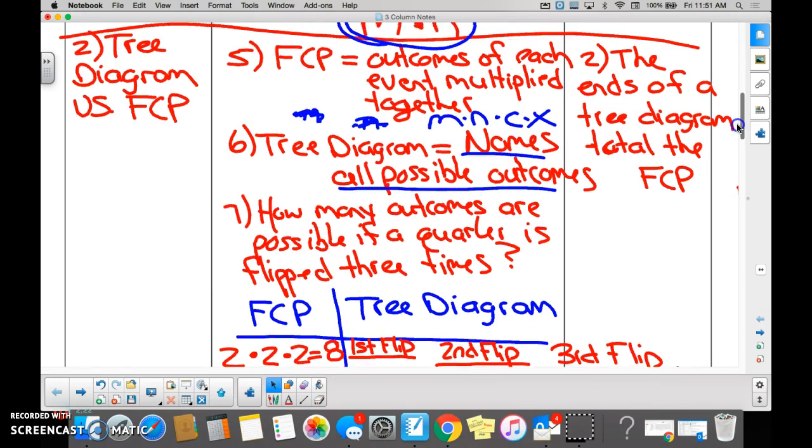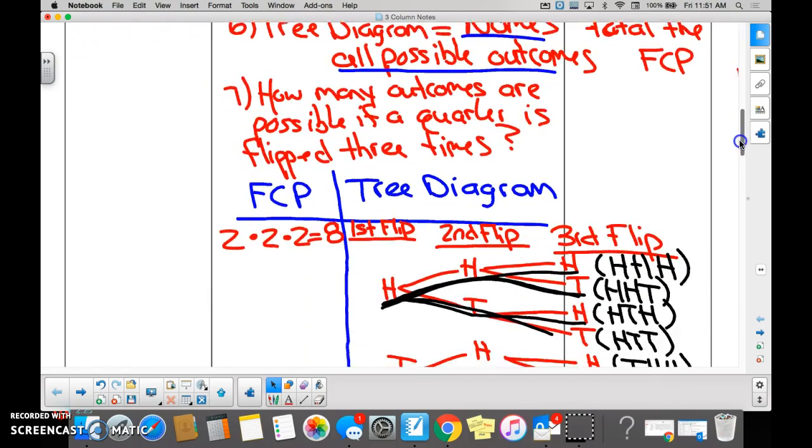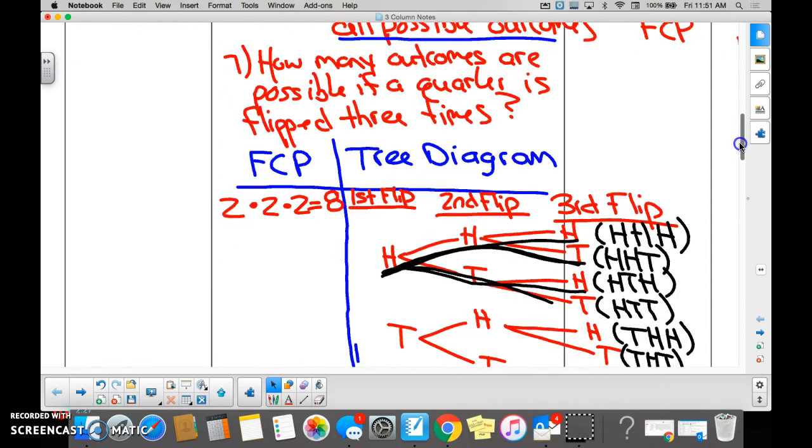We flipped a quarter 3 times to start. This is where most of you were confused to start. We flipped a quarter 3 times, and I asked you, what is the FCP? If you flip a quarter the first time, how many outcomes are there? 2. The second time? 2. The third time? 2. So what is the FCP total? 8.